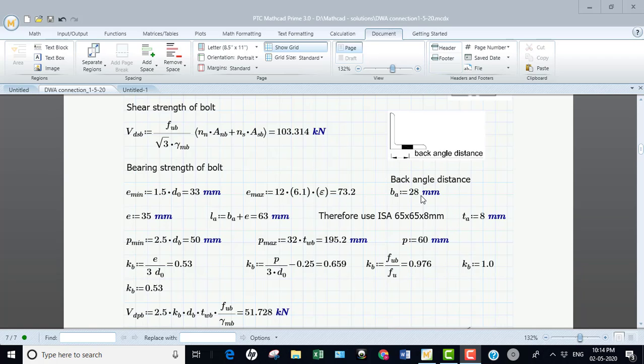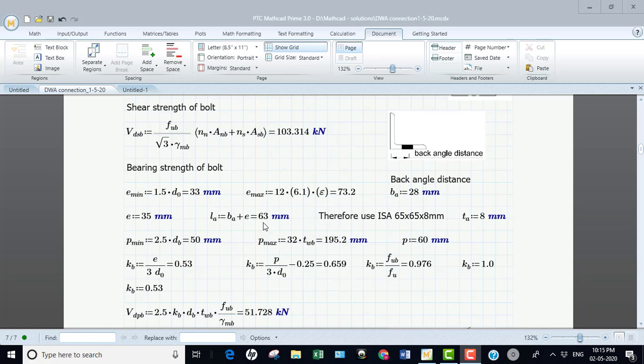SP6 part 1, page number 168. You take a suitable back angle distance. Here I took the back angle distance as 28 mm. It is only an approximation because I have not yet decided the size of the cleat angle. Therefore, I take the appropriate back angle distance 28. So this is my edge distance.